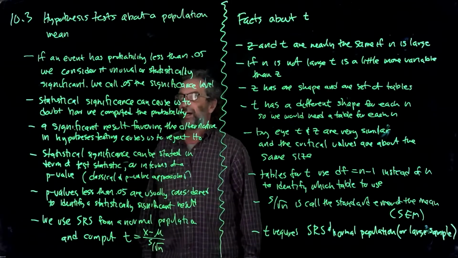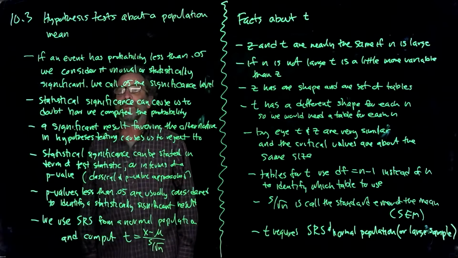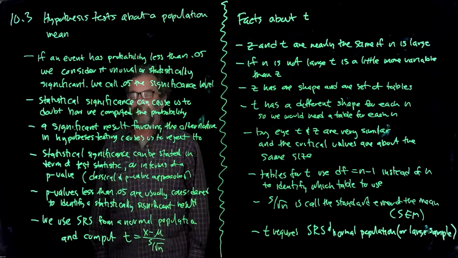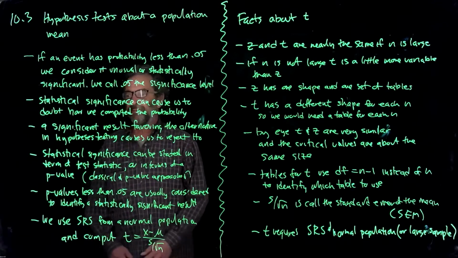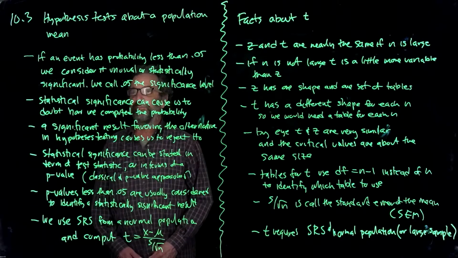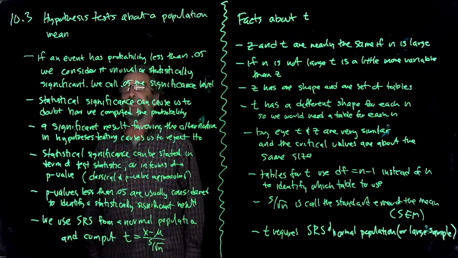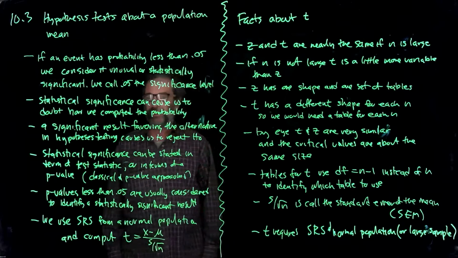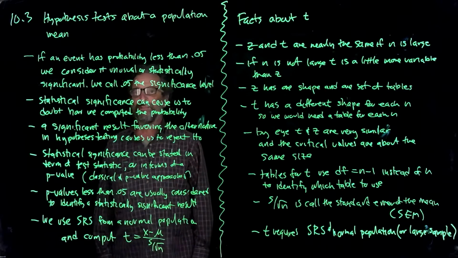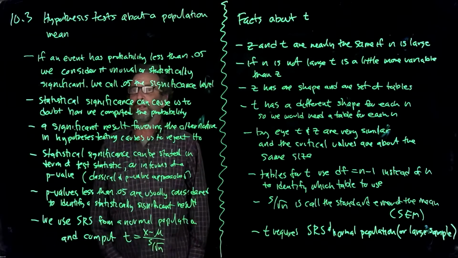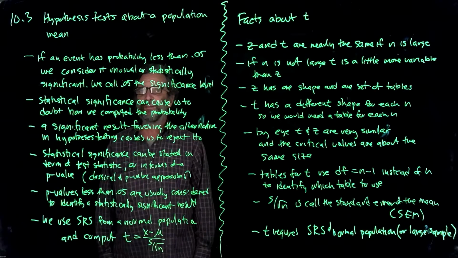So we're continuing on in Chapter 10 into Section 10.3. Chapter 10 is about hypothesis testing, and we're looking at two examples. One is to test the population proportion, which we've done, and now we're going to use a hypothesis test to test a population mean.